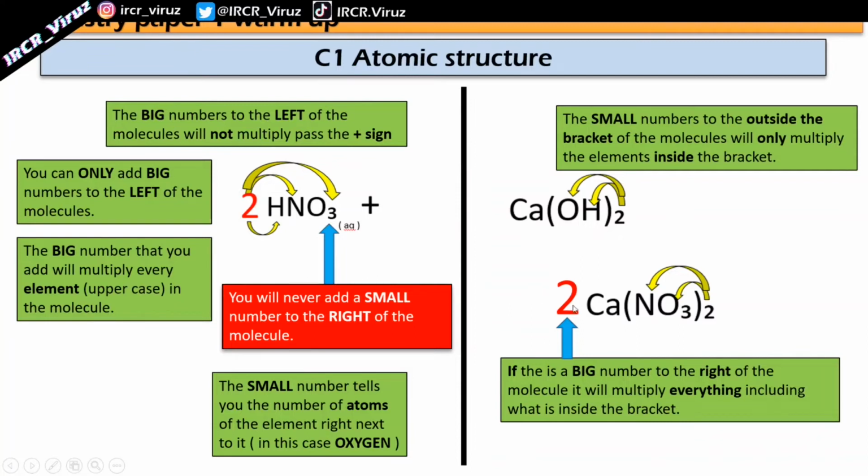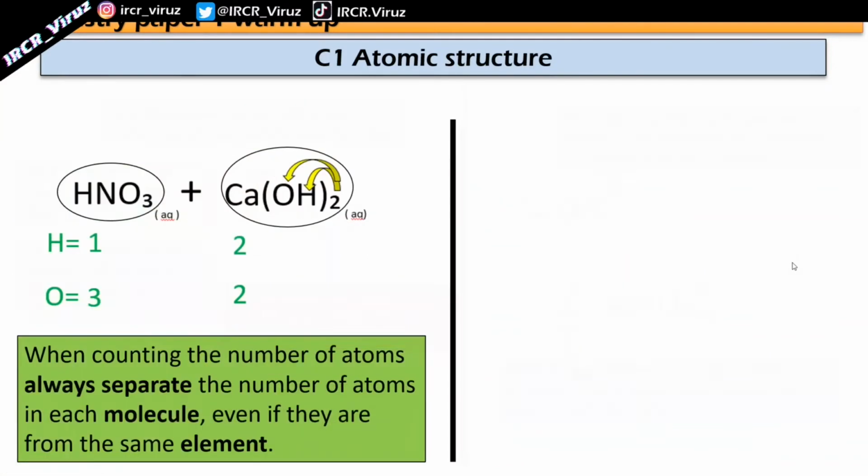And because you have a 2 over here on the left, it means that you don't have 6 oxygens, you actually would have 12 oxygens because you're multiplying everything by 2. Okay, so when counting the number of atoms, always separate the numbers of atoms in each molecule, even if they are from the same element. That way it is a lot easier for you to make calculations once you're doing the multiplication, okay?